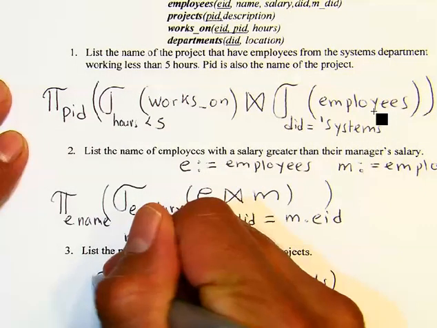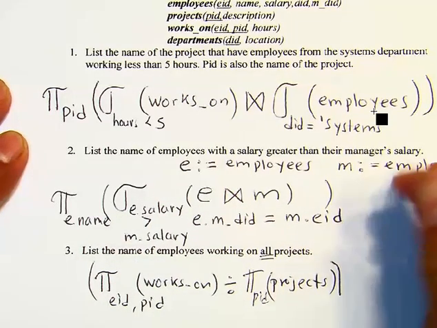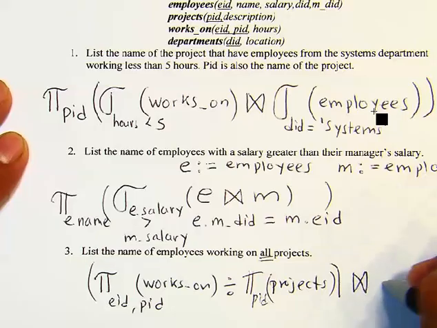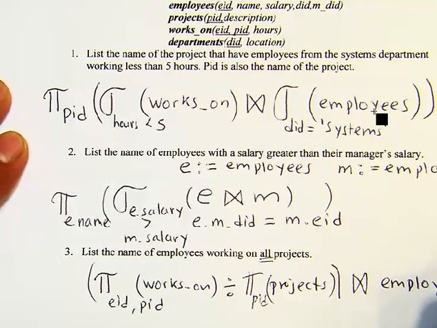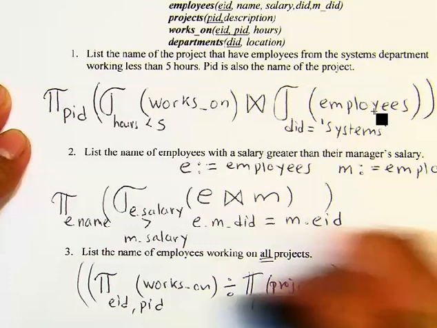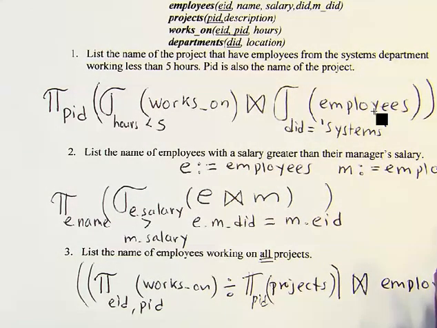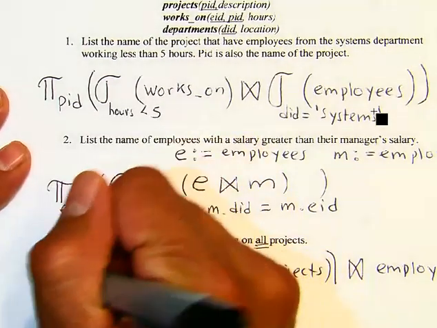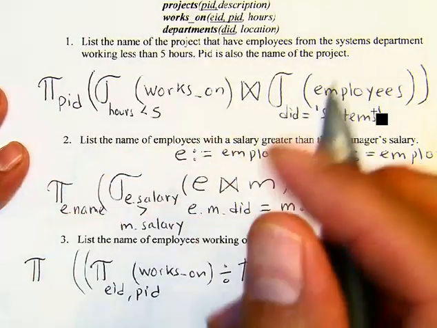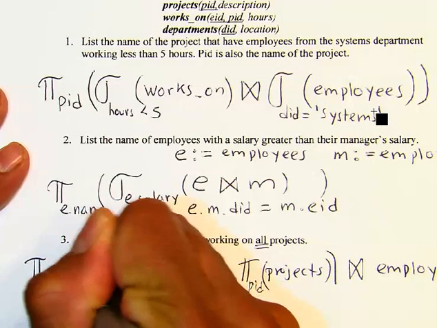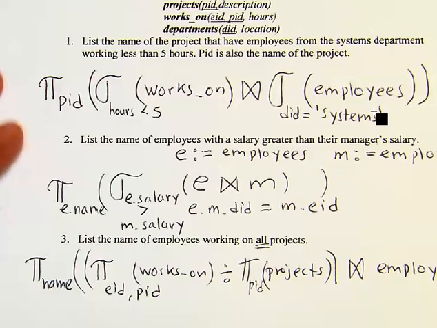So then here we need to join this with employees. And then finally we project that on the employee names, right? So this is what we have. Here we need a pi with the name, and that will be the answer for number 3.